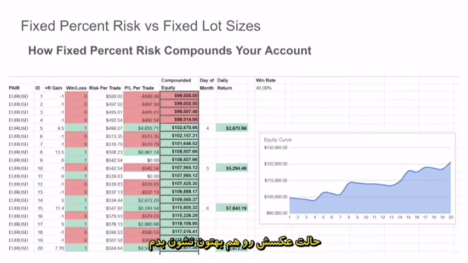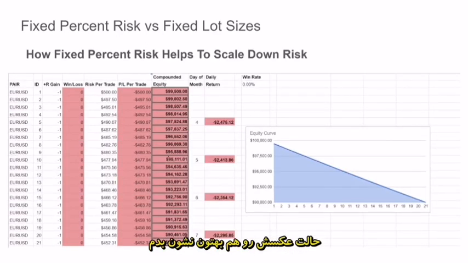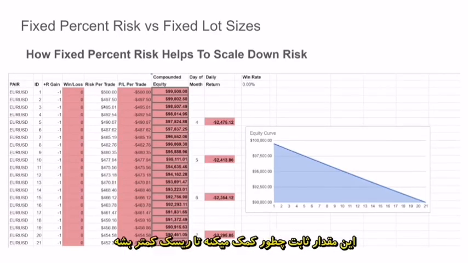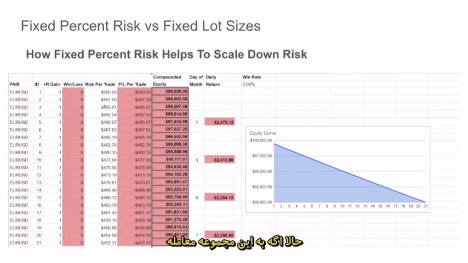So I wanted to illustrate that to you guys. On the flip side, I also wanted to show you how fixed percent risk helps to scale down risk. Now, if we look at this series of trades, obviously they're all losses. This would not be fun to go through. You can see our equity curve is literally a linear line pointing downward, right? But same thing, I wanted to illustrate to you guys.